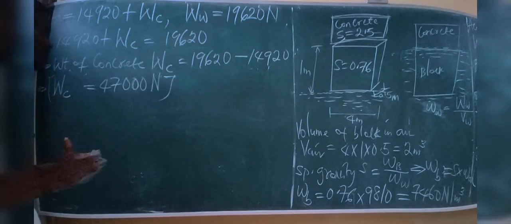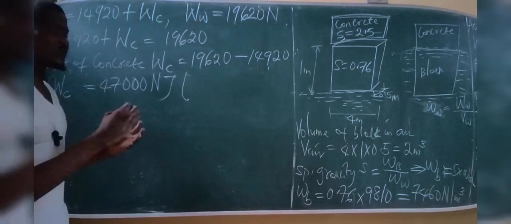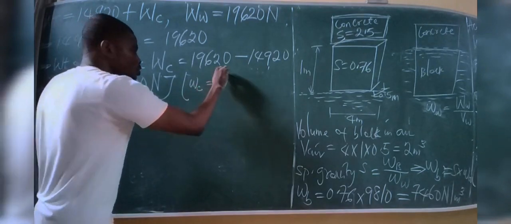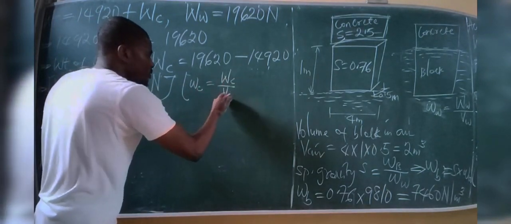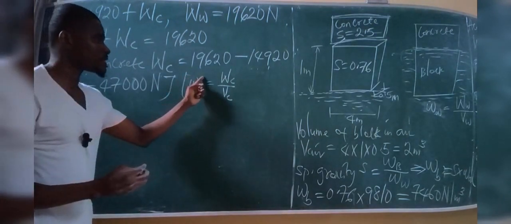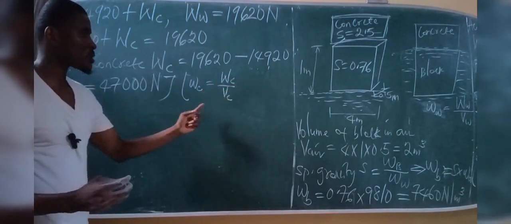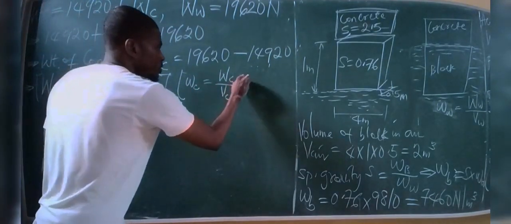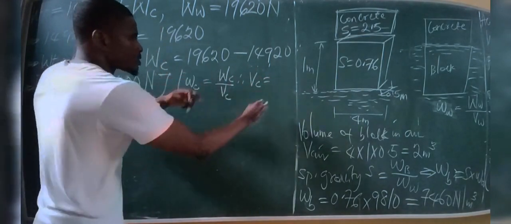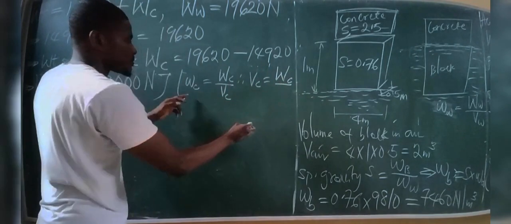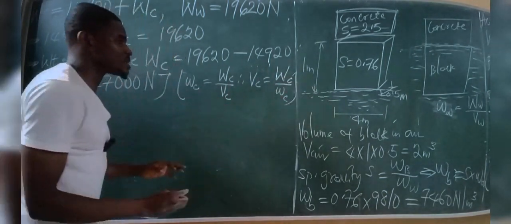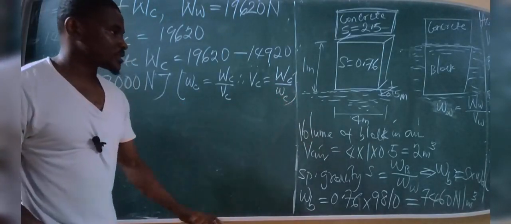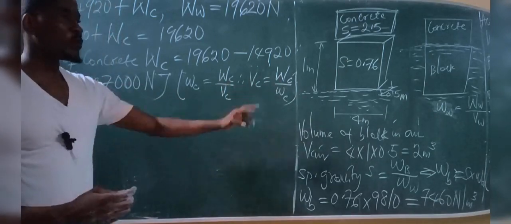Now the question says we should find the volume of concrete. If we are to find the volume of concrete, let's just do a brief tutorial here. We said specific weight of concrete simply means total weight of concrete over volume of concrete. So if we are able to find specific weight of concrete, since we know the total weight of concrete, we can compute the volume of concrete. If we do cross multiplication here, we obtain volume of concrete equal to total weight of concrete divided by specific weight of concrete. So all we need to do now is find the specific weight of concrete, and if we divide these two together, we obtain the volume of concrete.